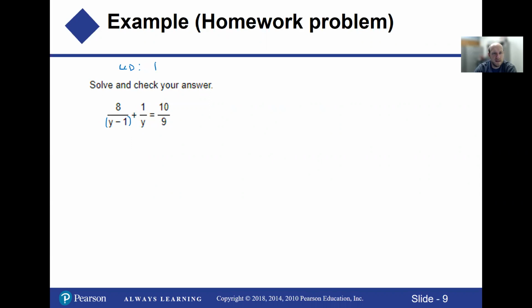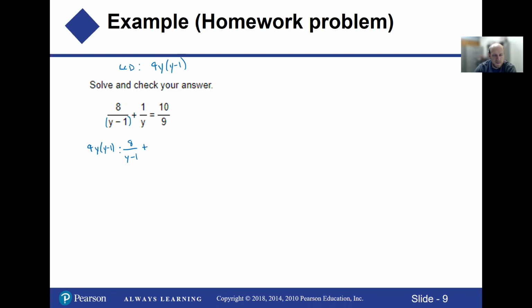So your LCD is going to be 9 times y times y minus 1. And I have to multiply each term by that LCD in order to get rid of the fractions. That's the whole point. I want to get rid of the fractions. So I'm going to take this LCD, 9y times y minus 1, and multiply it by each term.